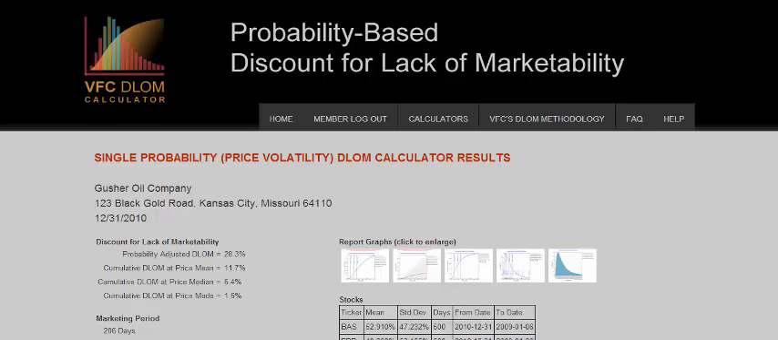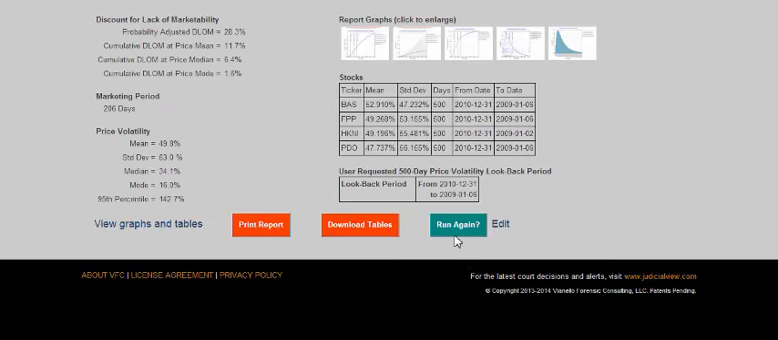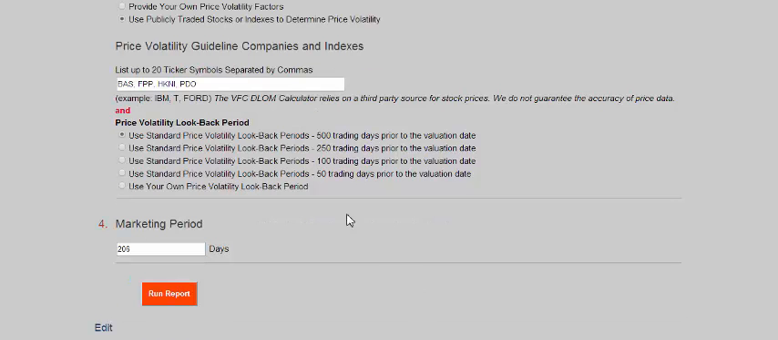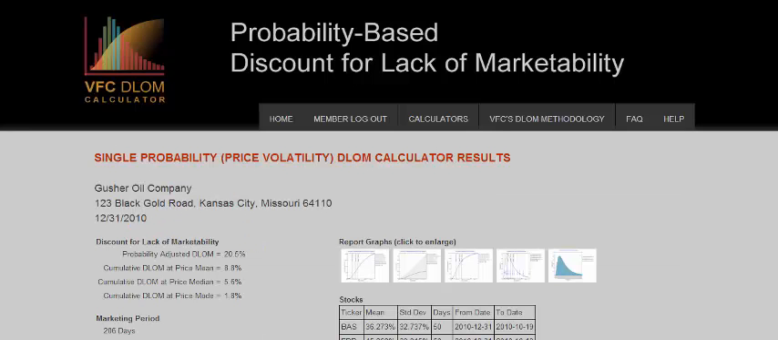Now let's consider whether the look-back period makes a significant difference to DLOM. We'll do that by again clicking the Run Again button. We will select the 50-day radio button and click Run Report. We now learn that probability adjusted DLOM based on the 50 trading days prior to the valuation date results in a 20.5% probability adjusted DLOM, a fairly substantial decline.